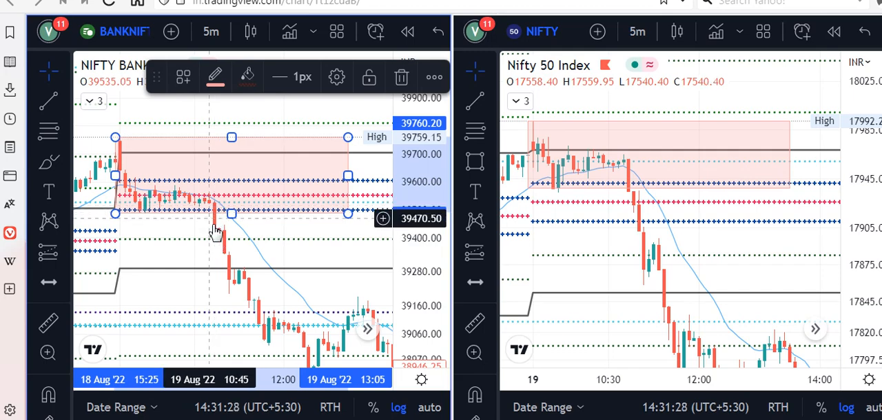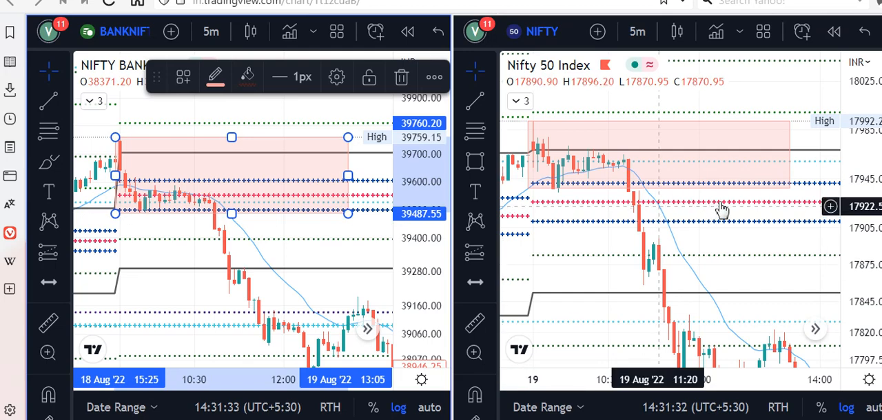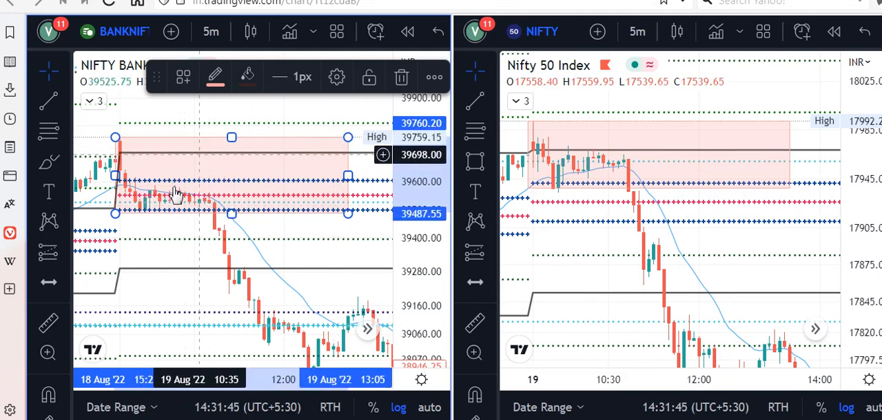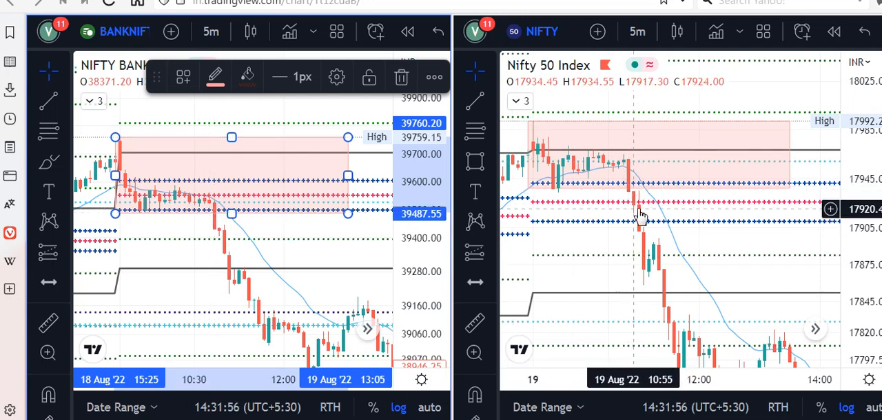Oh, then you can take the trade. But here you may have a question that CPR is a strong support. How can I take the short trade here? For them, my answer is here in Bank Nifty also. Here in Bank Nifty, it is below CPR and it is bearish. It is so clear, a high probability trade. But here, this is a low probability trade.